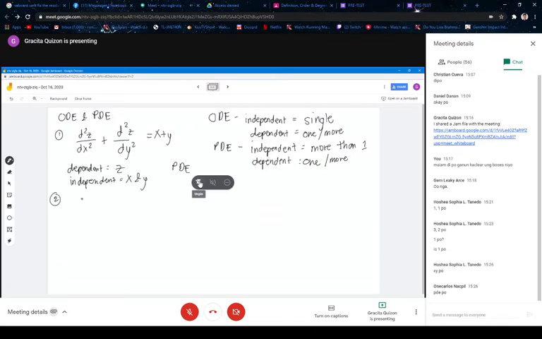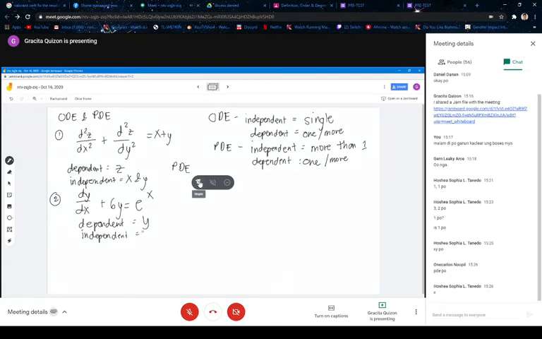So, number 2, dy over dx plus 6y is equal to e raised to x. First identify natin yung dependent variable, which is Y po, ma'am. And independent is X po. So we can say that number 2 is ODE po, ma'am. ODE.